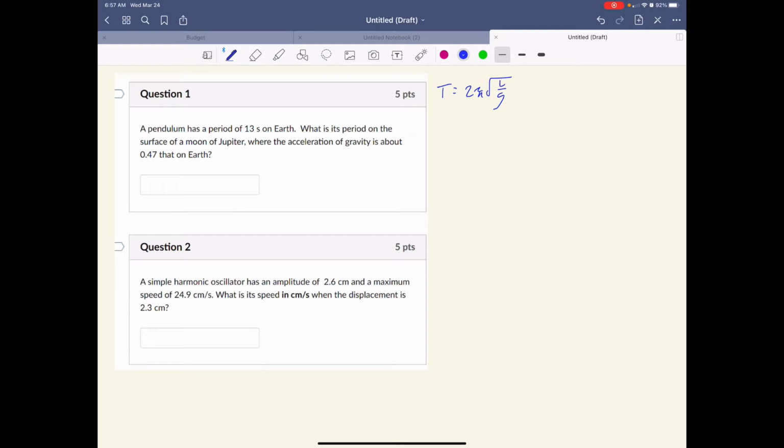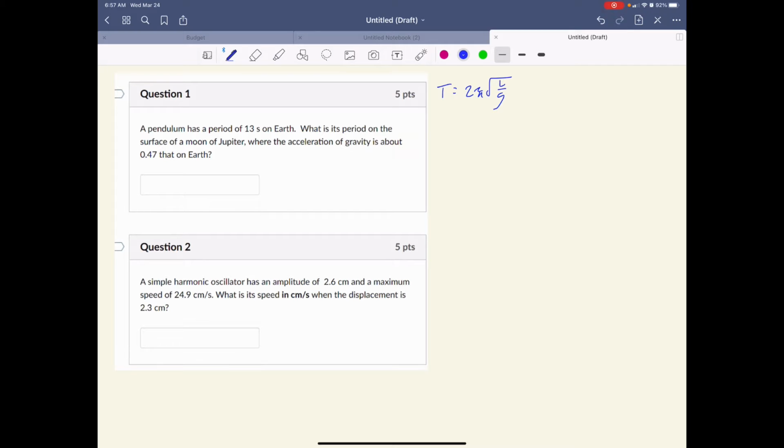The period of the pendulum is only dependent on two variables, the length of the pendulum and the acceleration due to gravity. The mass on the end of the pendulum, the angle that you swing it at, all those things are totally irrelevant. Again, the only thing that matters is the length of the pendulum and the acceleration due to gravity. So here, we're trying to figure out what is the period on the surface of Jupiter or the Moon.